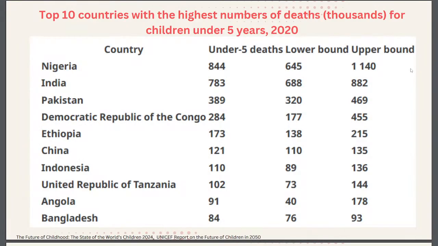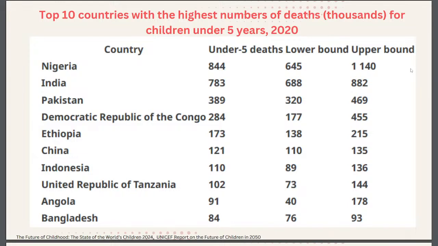So, which are the top 10 countries with the highest number of deaths, in thousands, for children under 5 years? Now, we calculate deaths when we talk about these indicators, which will come in your maternal and child health indicators when you read further on. We have the infant deaths; like we read about maternal mortality, we have infant mortality, under 5 mortality, neonatal mortality, perinatal mortality. For most of these, the denominator is usually live births, because that is the most easily available number that you have, and you calculate all of these indicators using live births as the denominator.